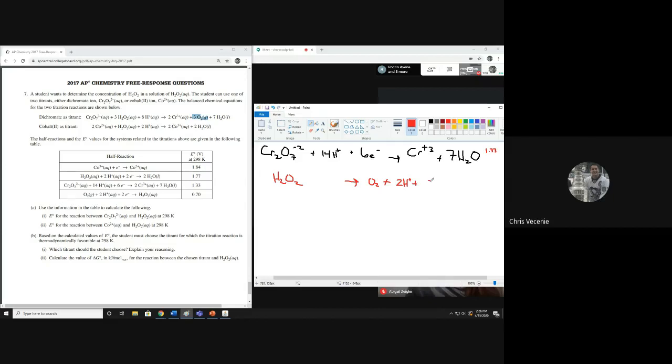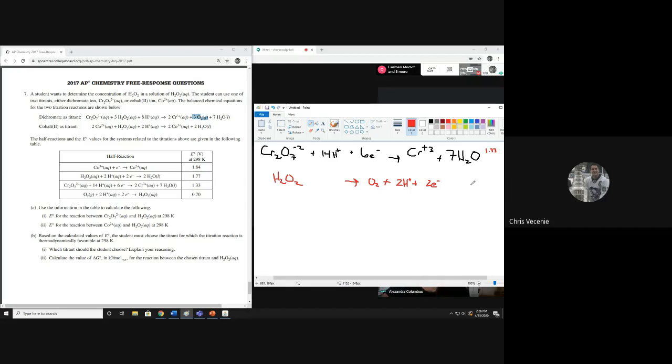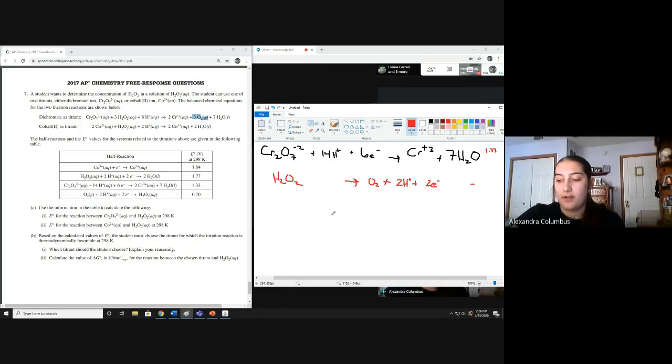plus two electrons. And I can list the E cell because the only thing I'm concerned about is whether I flipped it or not. Right? Because I flipped it, what is the value for like the E cell? What's my EO going to be for just this half reaction, Alexandra? It's going to be negative. Do you know the number? Negative what? 0.70. You got it.